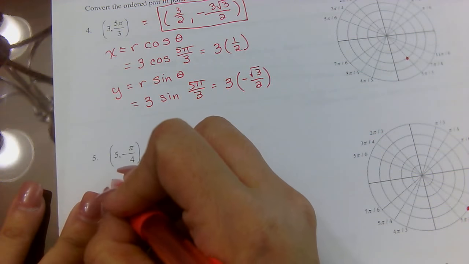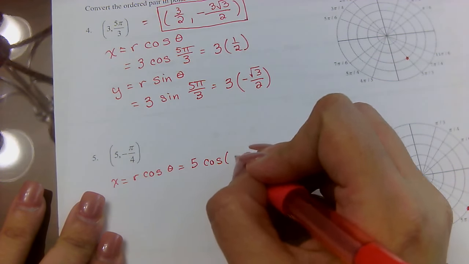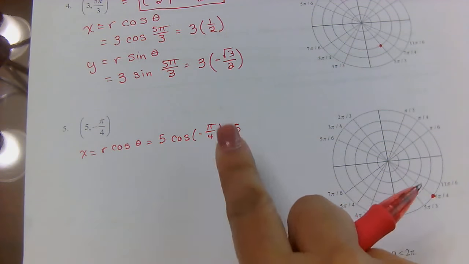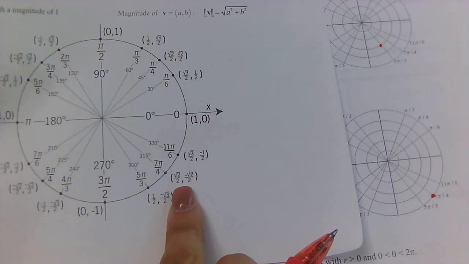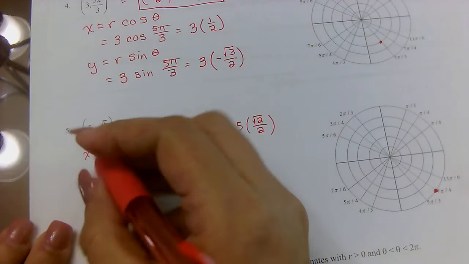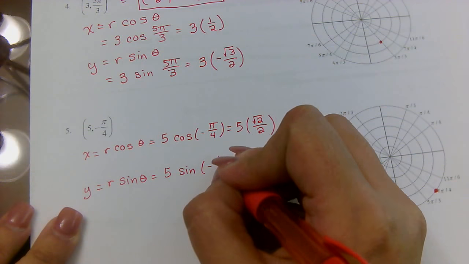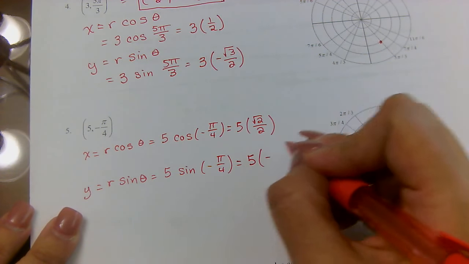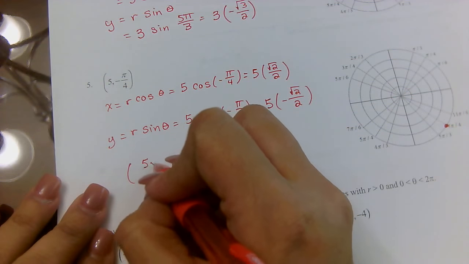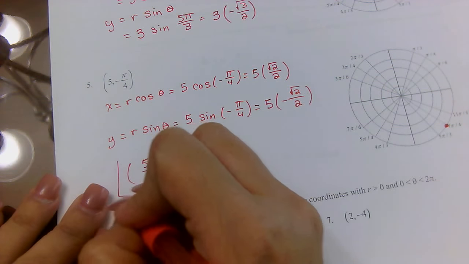So we expect a positive x and a negative y. Let's use the same formulas as before. X is equal to r cosine theta, which is 5 cosine negative pi over 4. So 5, and then using our unit circle, cosine would be square root of 2 over 2. Same thing for the next one. Y is equal to r sine theta, 5 sine negative pi over 4, which is equal to 5 times negative square root of 2 over 2. So our xy coordinates would be 5 square root of 2 over 2, negative 5 square root of 2 over 2. And that would be your answer.